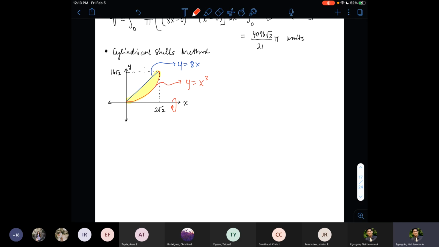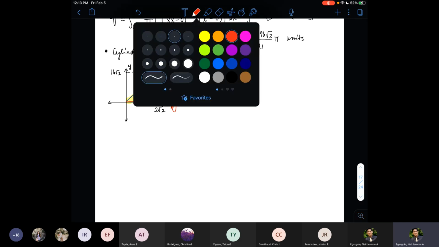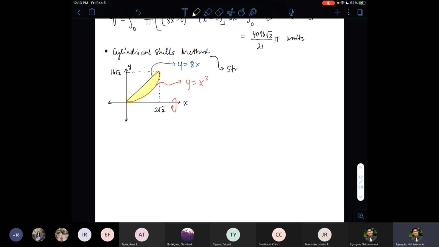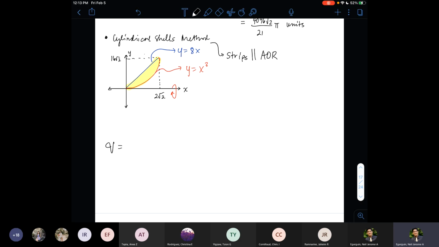Now, in order to use cylindrical shells, the strip should be chosen parallel to the AOR. So strips are parallel to the AOR. That's always a requirement for the cylindrical shells method. So the volume will require the use of horizontal strips because our axis of revolution is horizontal. And horizontal strips involve the variable y, always. So you cannot simply say, I'm going to use cylindrical shells, but I will integrate with respect to x.